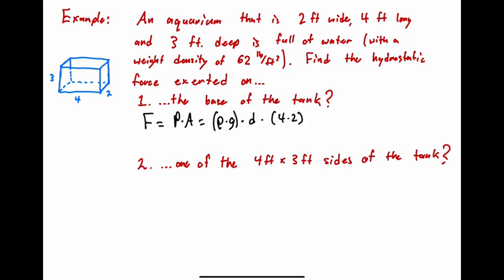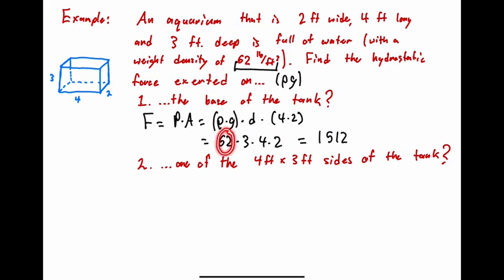Rho times g, that is the weight density taken together, that is the same as the 62 pounds per cubic foot. We do not multiply by 9.81 meters per second squared. So rho times g, that is 62. The depth here is the same. The depth is how deep the aquarium is, which is 3 feet. So we multiply 62 times 3 times 4 times 2. This equals 1,512.